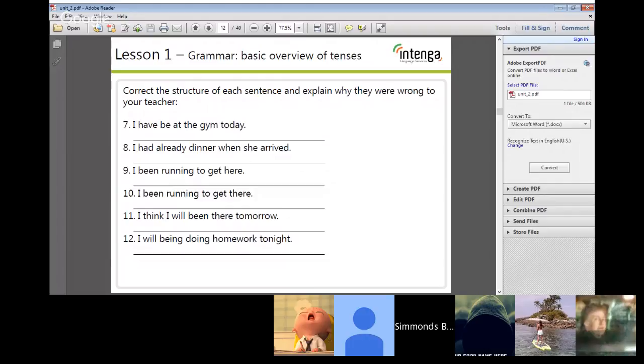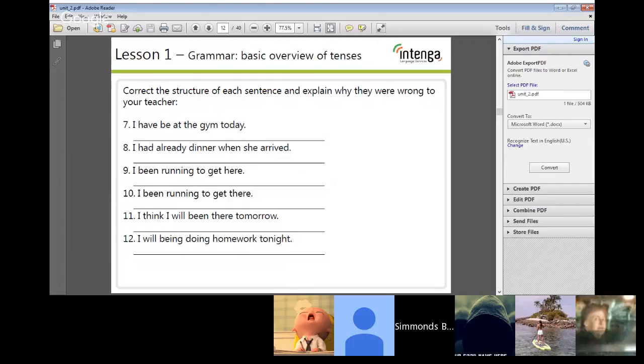If I said, I will have been there by tomorrow, maybe that sounds correct to me. Present future perfect with "by tomorrow". Yeah, I think I will have been there by tomorrow. Yeah, if we use the future perfect, we can say that. Okay, so I do like those two sentences. Of course, it just depends on what you're trying to say.